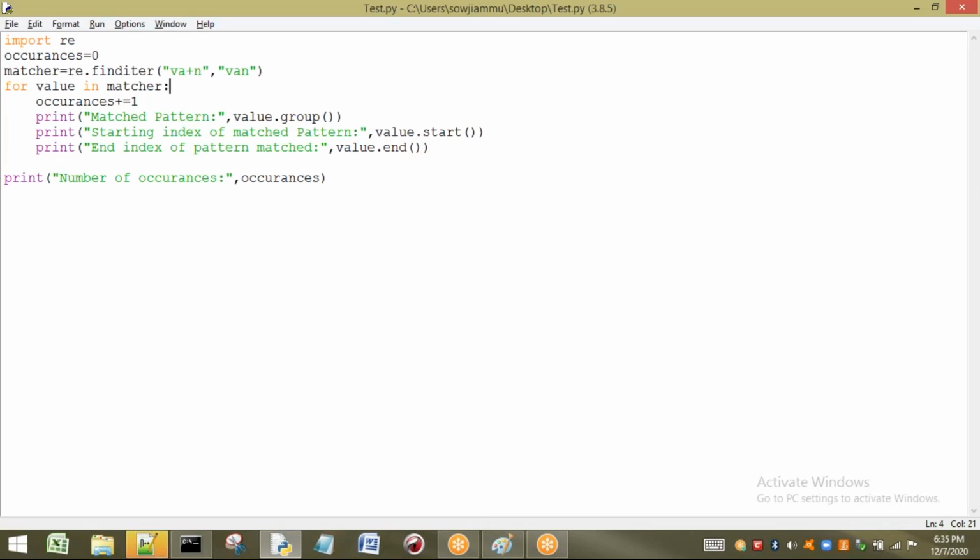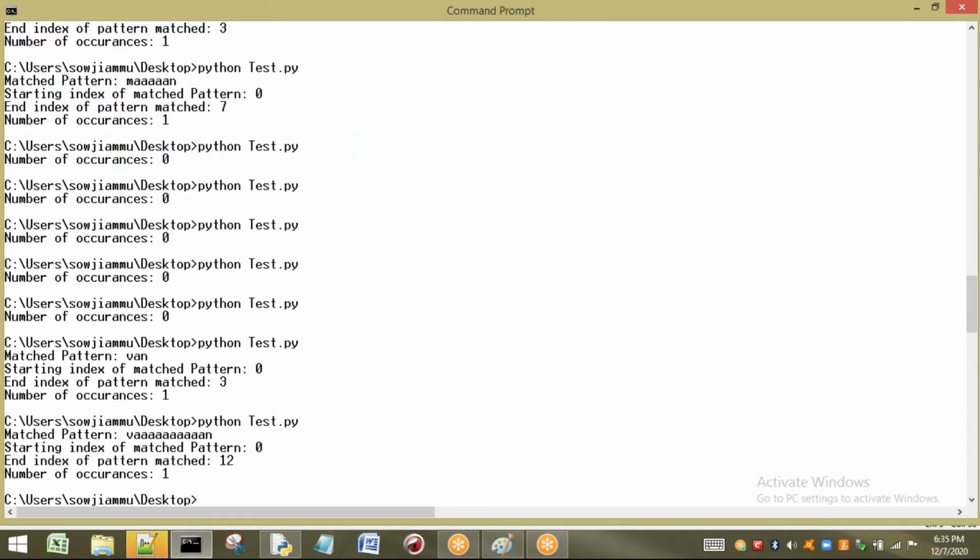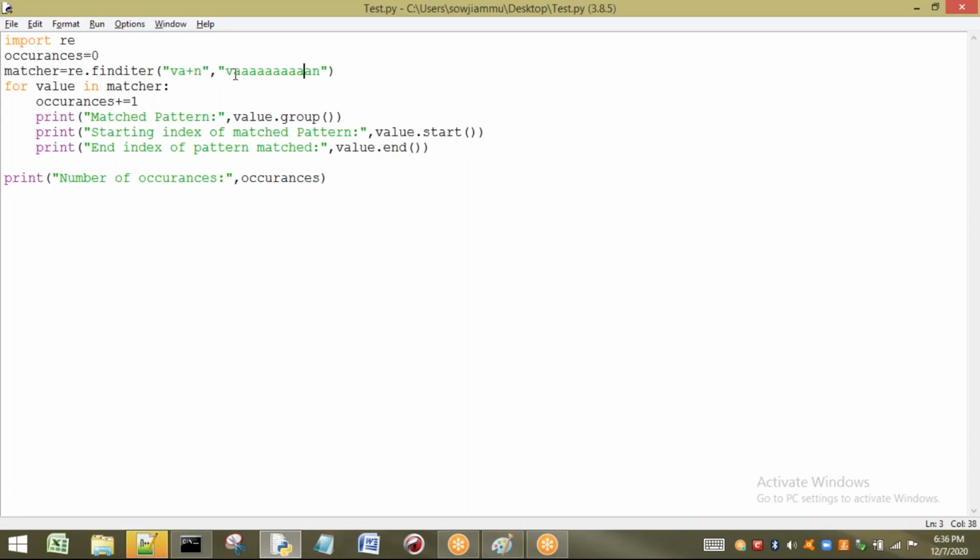Next, I will take any number of A's, because A plus means minimum one, at least one, at most any number of A's. So I will take any number of A's here and execute. See, one occurrence, 0 to 12. That means all characters will be considered here.